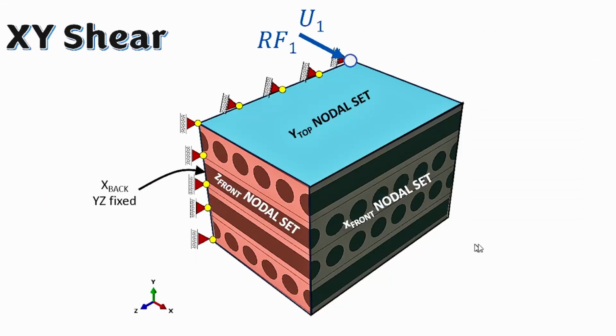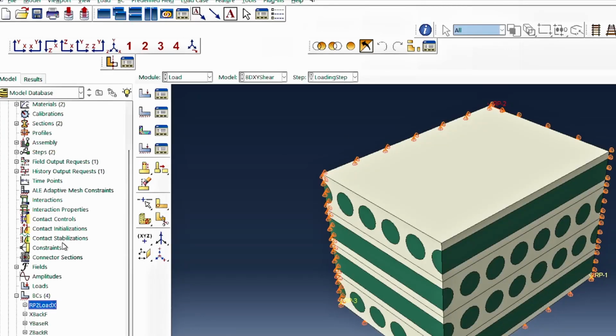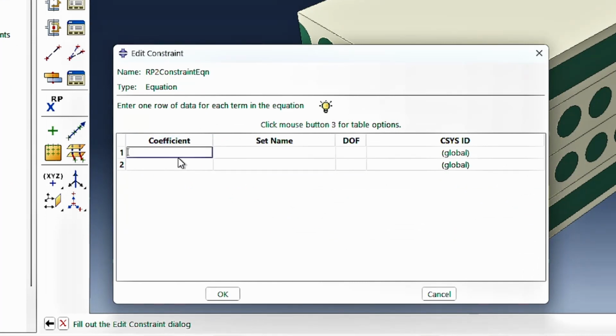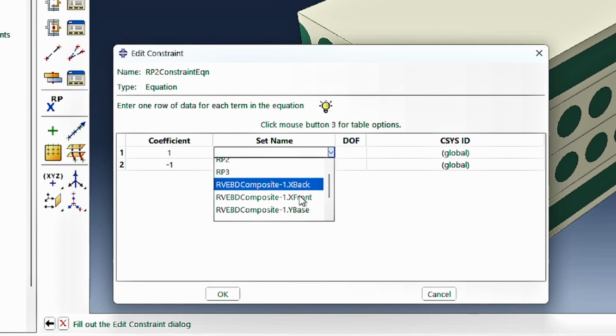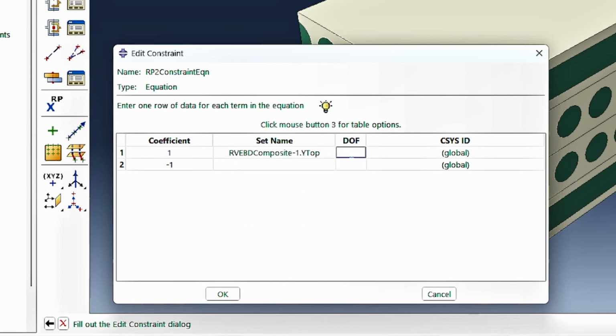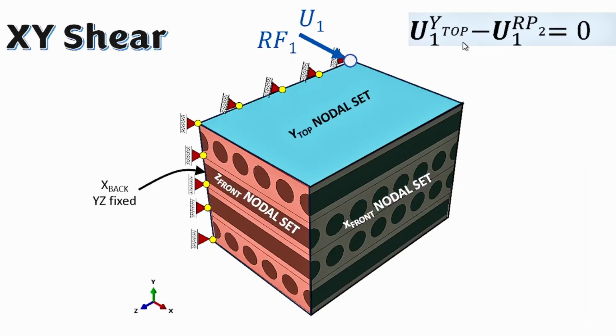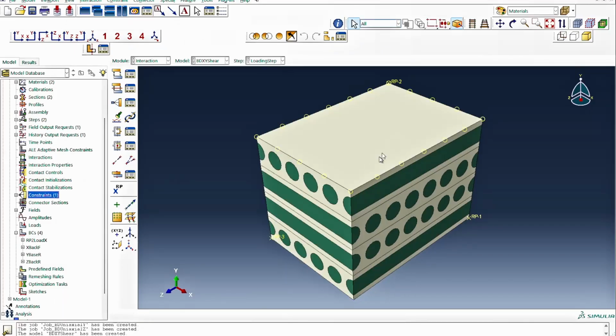Then the next thing we need to do is to apply the constraint equation for that. So again, I'm going to call it my reference point 2 constraint equation. Now what do we do? We are looking at 1 and minus 1. So we are constraining the top face, Y top, in the one direction, and the reference point 2 again in the one direction. So that's what we see here. Reference point 1 in Y top and 2 in the one direction. We've got a setup that looks correct, and then we work with that.